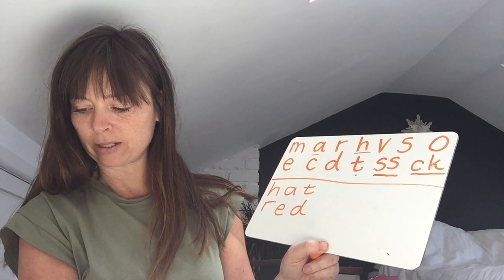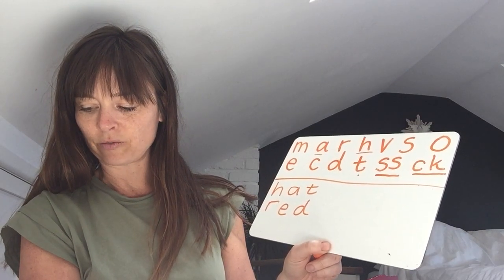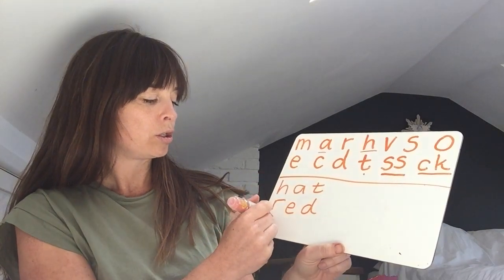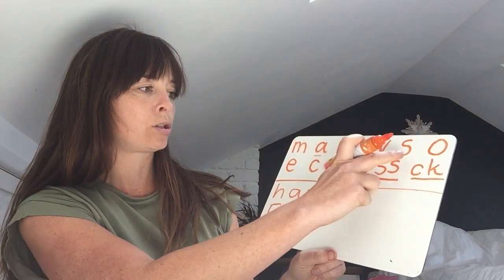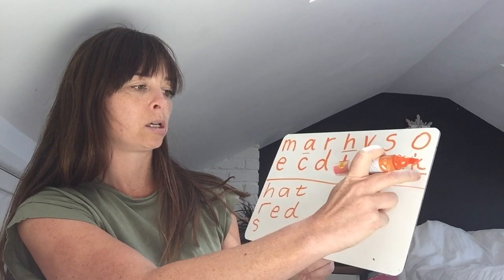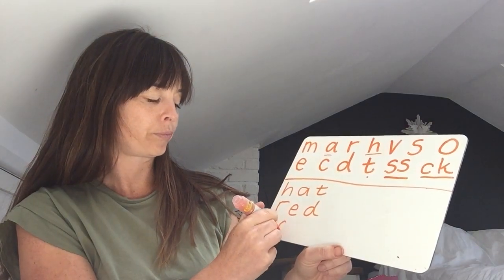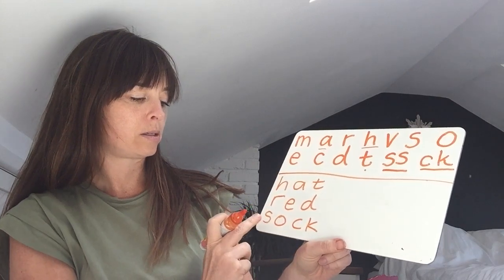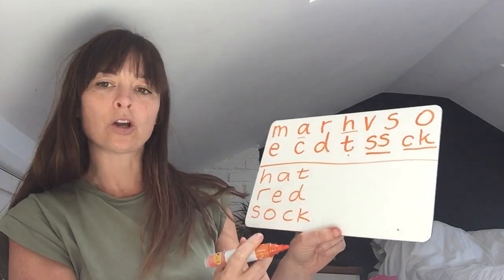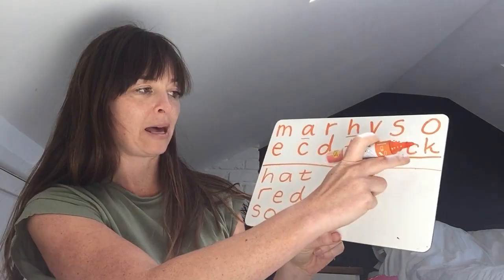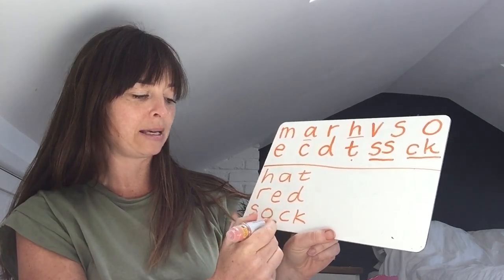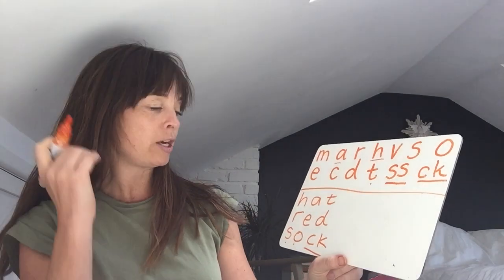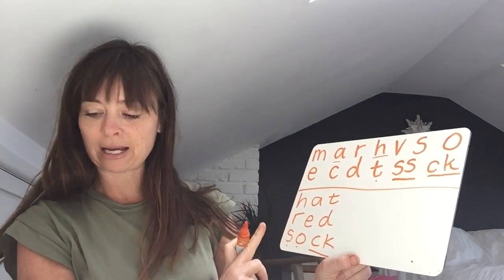Red. Well done. The next word I'd like you to write is sock. S-o-k. Sock. Remember, this is that K at the end. So you need to put a curly K and a kicking K at the end of that word for sock. Very good. We've got hat, red and sock.